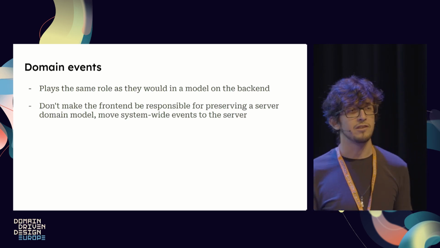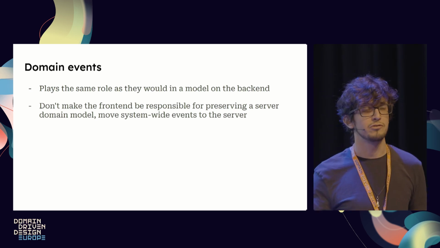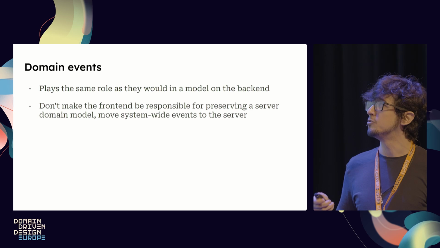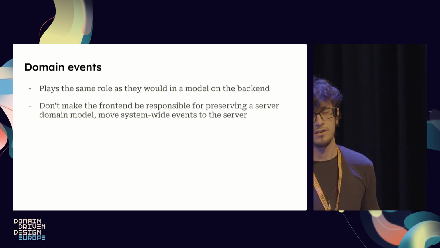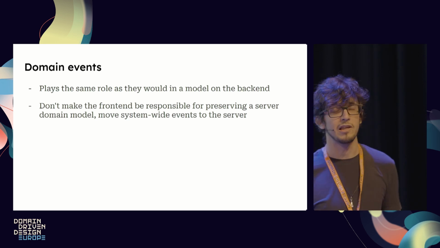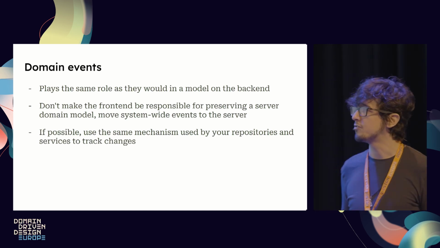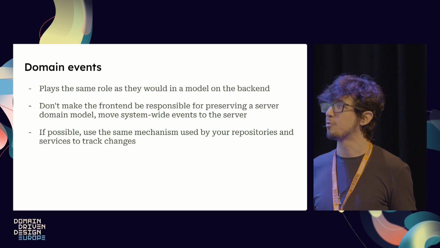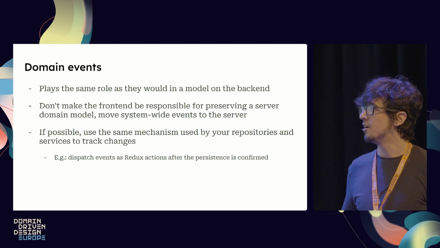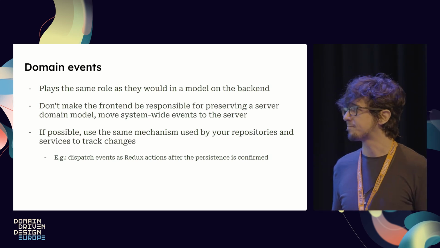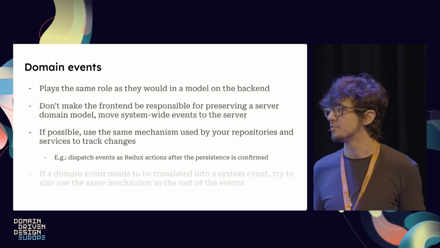Like if you do have some kind of events that should be orchestrated to ensure that the integrity of the model is respected throughout the system, this should be moved to the backend, because the backend might have some retry mechanism and stuff like that the front end can't be relied on. And if possible, and if you're going to use domain events in your front end, use the same mechanisms used by your repositories and services to track changes. For example, if you're using Redux, you can just use Redux actions to dispatch your domain events after some persistence is confirmed inside of repositories.